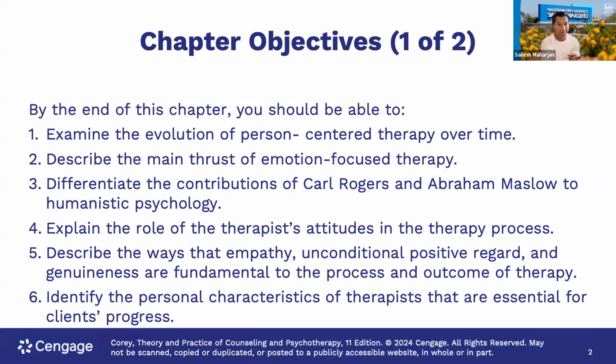our role as therapists. By the end of this chapter, you will be able to trace the 4 periods of development of PCT, person-centered therapy, describe emotion-focused therapy and its roots, distinguish Rogers from Maslow in their contribution to the humanistic approach, explain the 3 core therapist conditions, discuss how the approach applies to crisis intervention, group counseling, school setting, and expressive arts. Evaluate its strengths and limitations in multicultural contexts, and identify its broader contributions to the field.